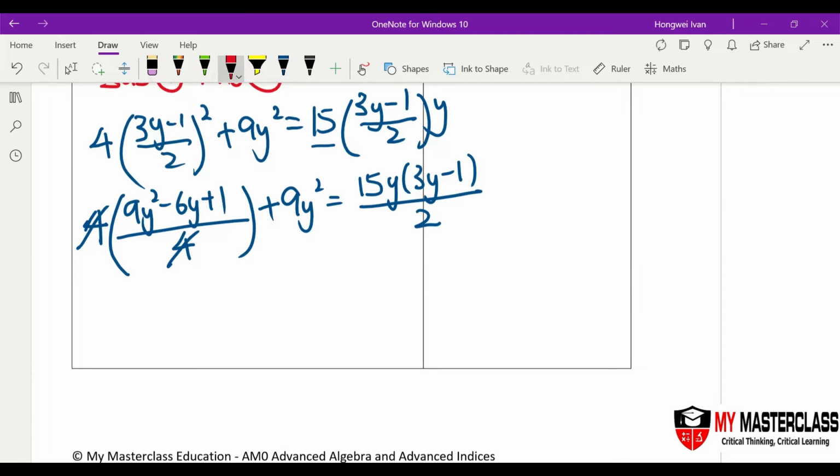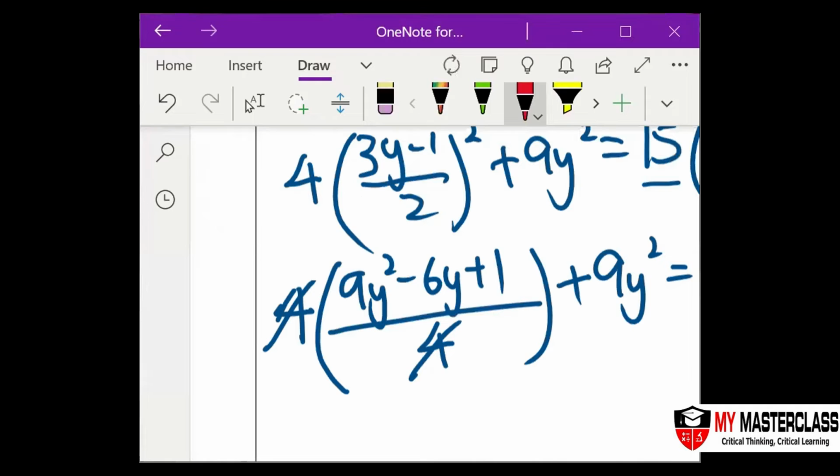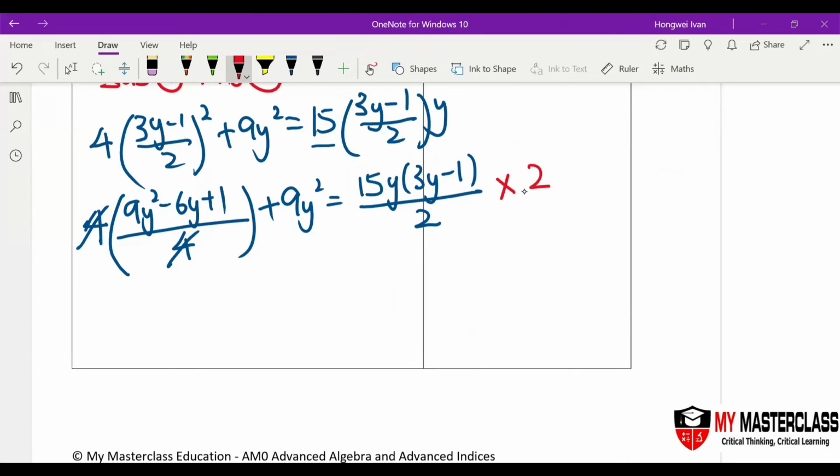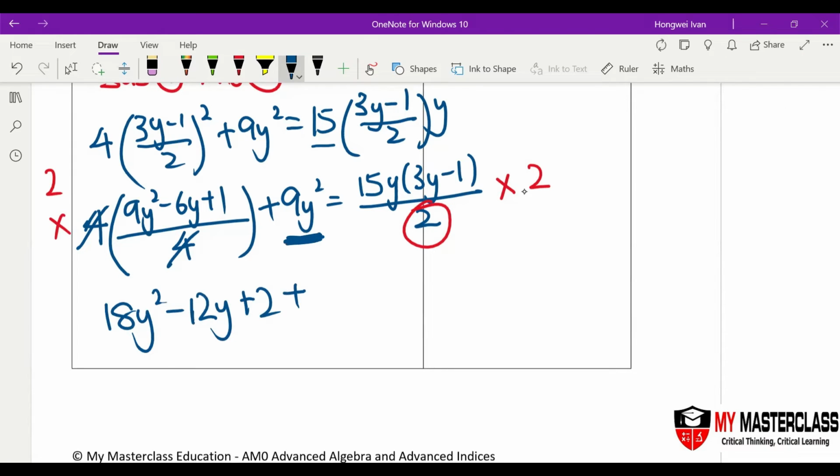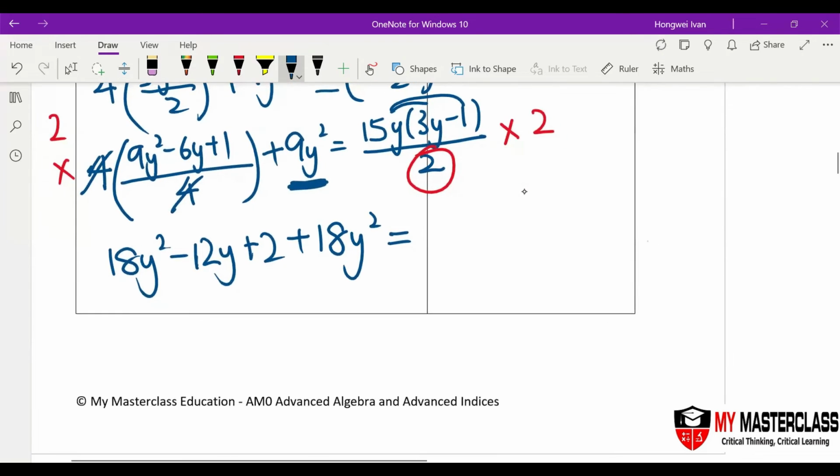I will multiply by 2 to both sides, because I want to remove this. I will multiply by 2 to everybody. So it will be 18y squared minus 12y plus 2, plus 18y squared. Be careful, this 9y squared, many people forget to multiply by 2 as well. Equals all these times in at the same time: 15 times 3, 45y squared minus 15y.